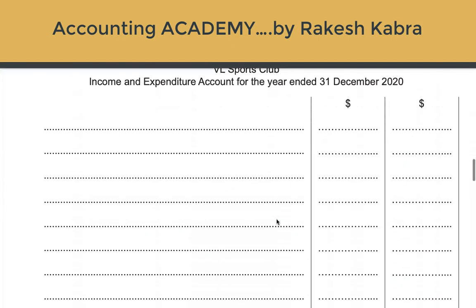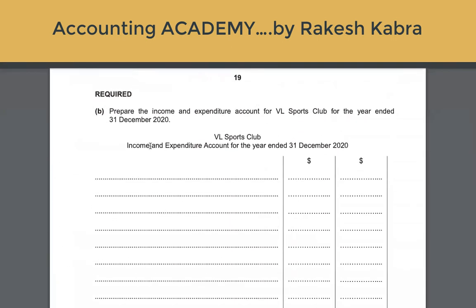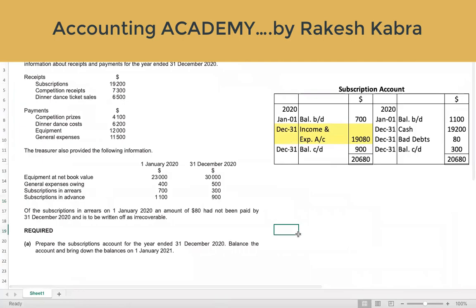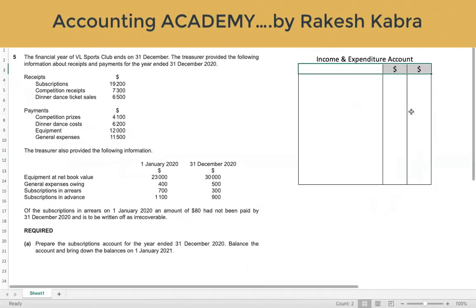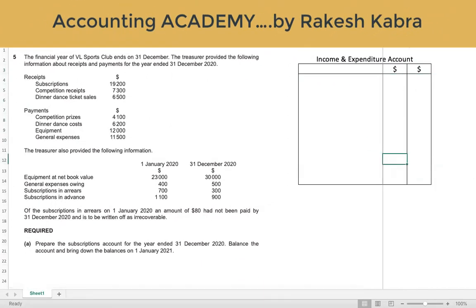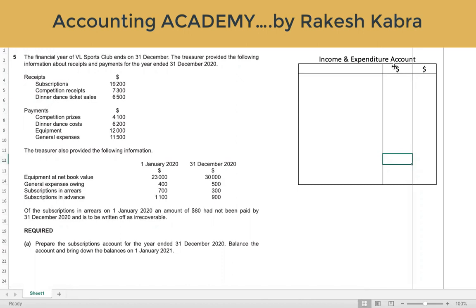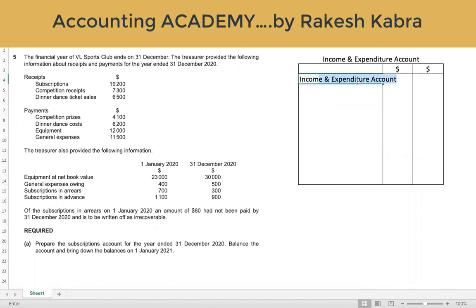Now see, our next requirement is to prepare the income and expenditure account. See how I am going to prepare it. So this is our income and expenditure account. First I will show all the incomes. The first heading will be Incomes, and the second heading will be Expenditures.